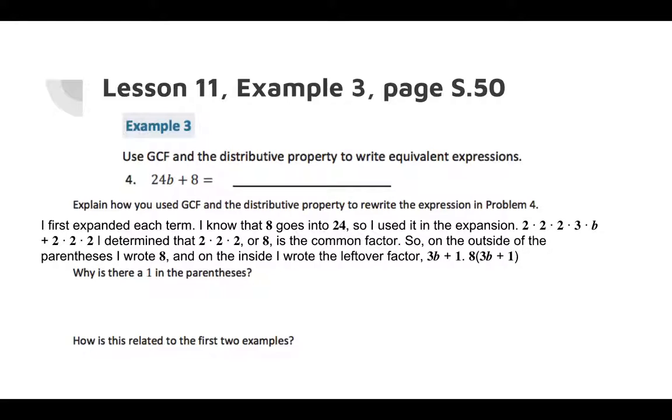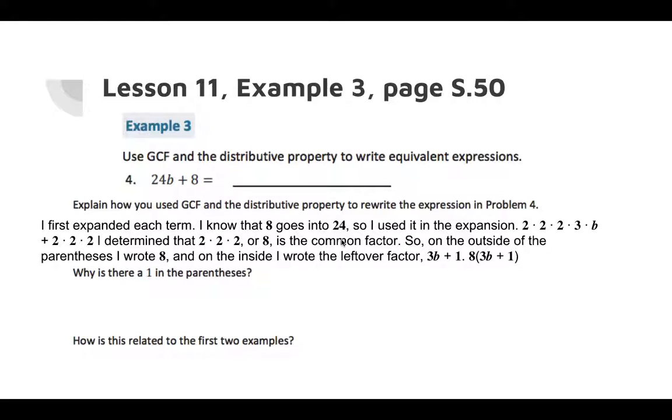So, the way this goes is that first you can expand each term. I know that 8 goes into 24, right? 8 goes into both this and this. So I use it in expansion. 2 times 2 is 4. 4 times 2 is 8, times 3 is 24, times b. And here is 2 times 2 times 2. I determined that 2 times 2 times 2, or 8, is the common factor.